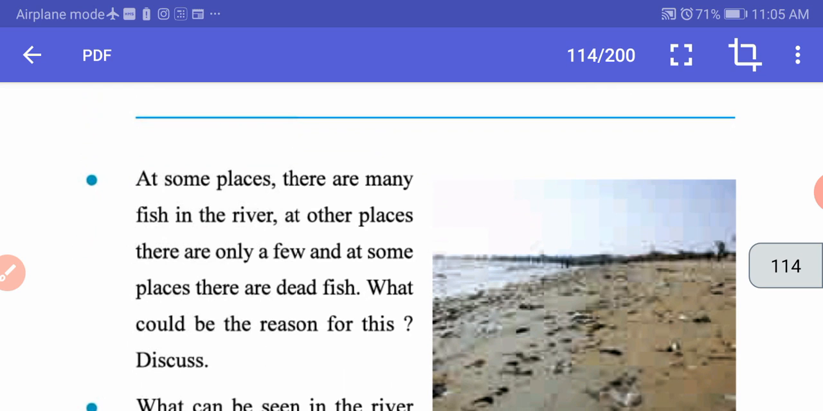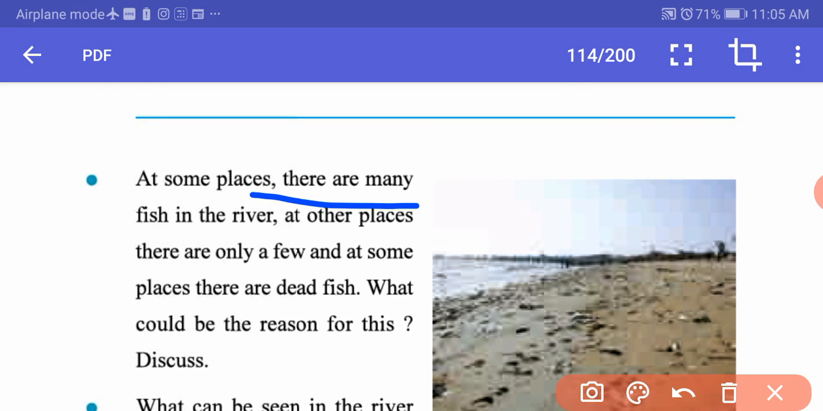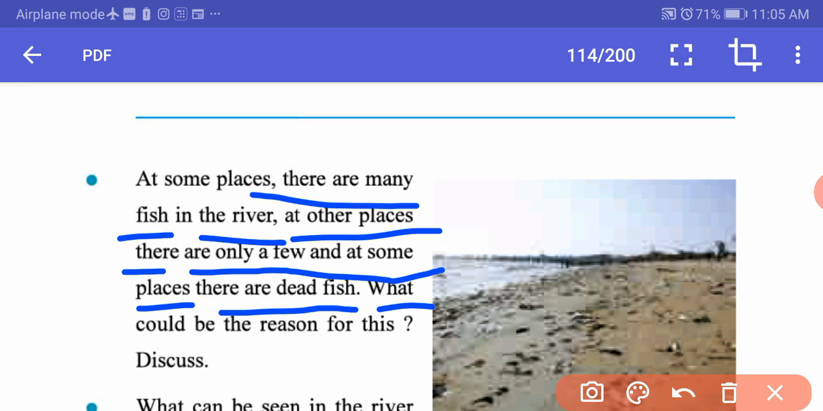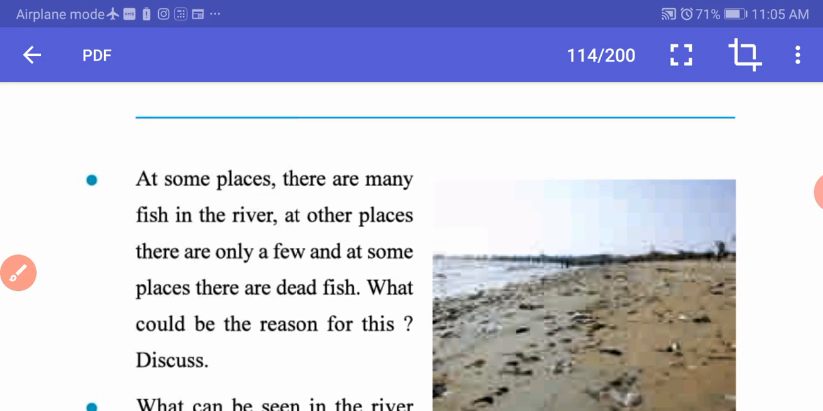Let's see next. At some places there are many fish in the river. At other places there are only a few, and some places there are dead fish. What could be the reason for this? Discuss. Now in some places there are many fish. For example, in the place where the river starts to flow near the mountain, you will find many fish because the water is clean.